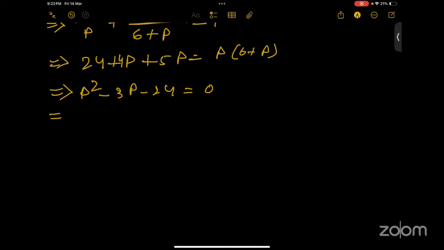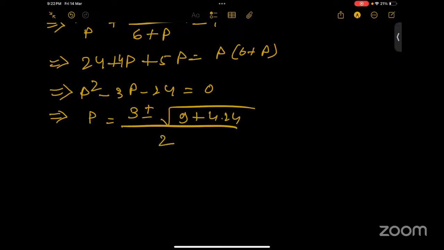Then what will be the value of p from here? So it will be 3 plus minus root over b square minus 4ac, 4 into 24, by 2. So it is 105, right? Plus minus root over 105 by 2. Taking the positive value, it is 6 point something.